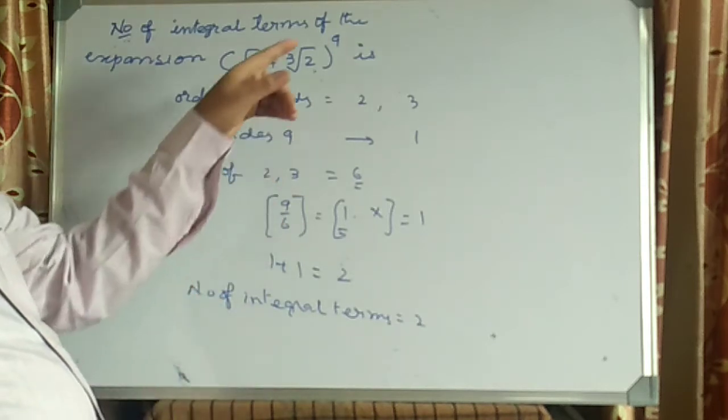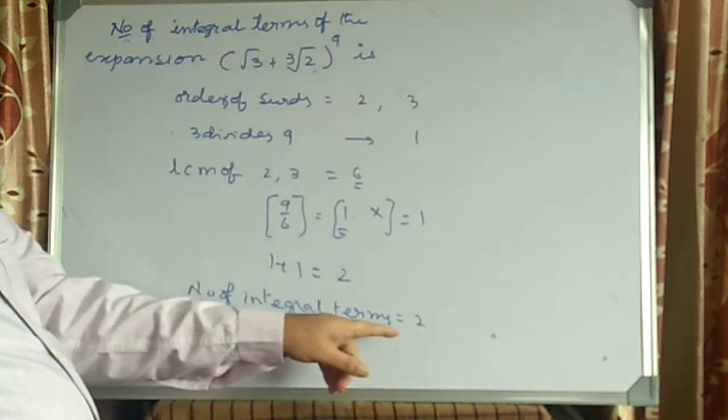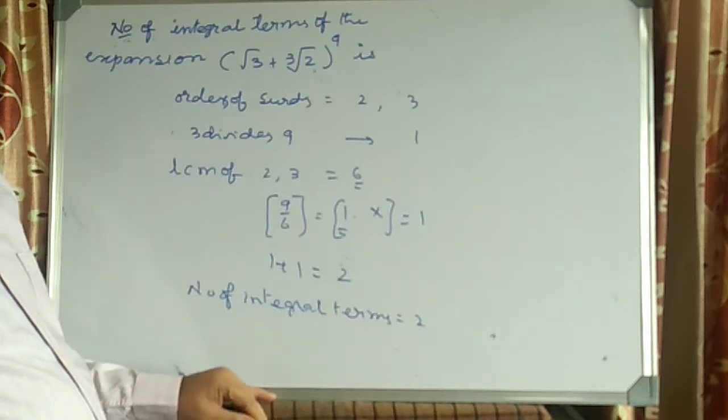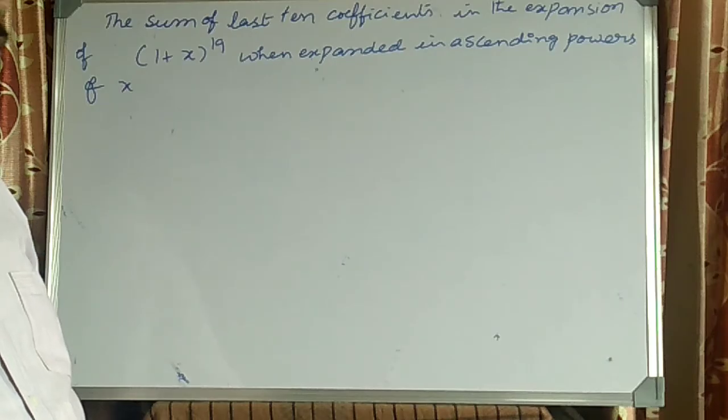Okay. So total number of terms is 10, minus number of integral terms here is 2. So what I am having here as the number of irrational terms is 8. We are dealing with another question here.